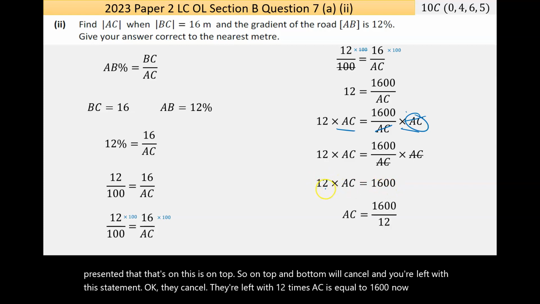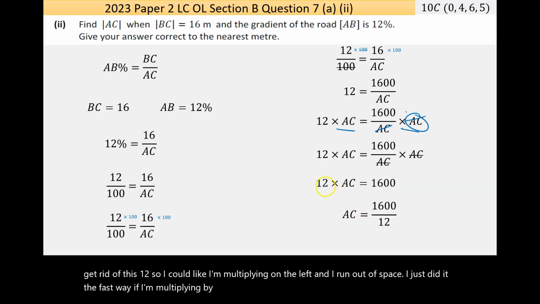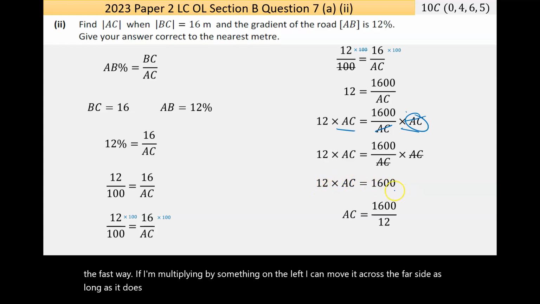Now, I want to get rid of this 12. I'm multiplying on the left and I ran out of space, so I just did it the fast way. If I'm multiplying by something on the left, I can move it across to the far side as long as it does the opposite operation on the far side.